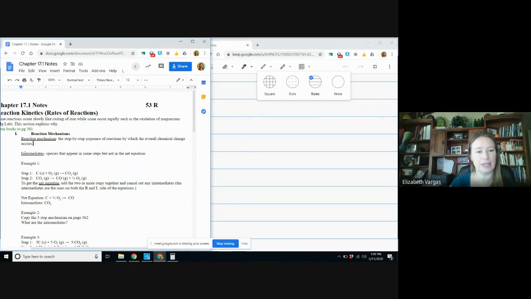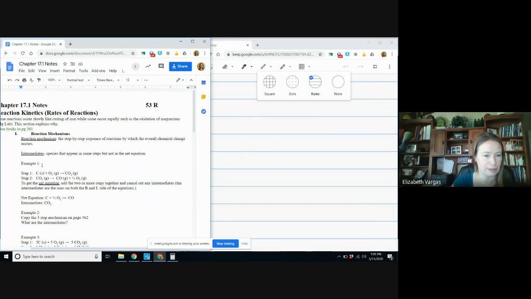And then intermediates, right here, intermediates are something that is made. So let's say it's made in step 1. If that A has to bump into B and stick together and it forms AB, but then AB is part of the next step and it breaks apart again, then AB would be an intermediate. So it appears in the product side, but also in the reactant side, so it cancels out basically.